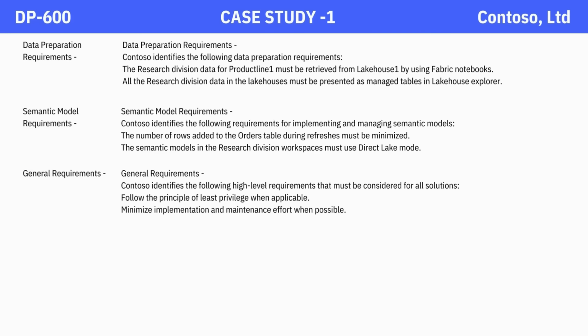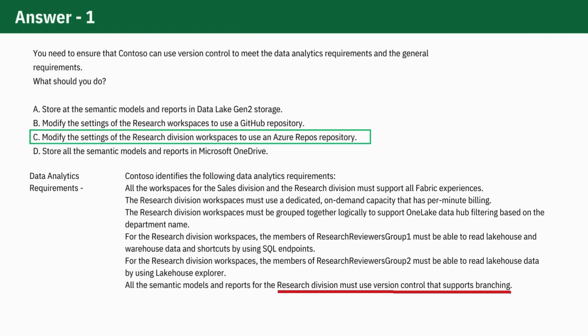Why? Because if we look at the options, option A, storing semantic models and reports in Data Lake Gen 2 storage might provide a storage solution, but it does not address the requirement for version control. Option B, while GitHub is a popular version control platform and supports branching, it will not integrate seamlessly with Contoso's Azure-based environment. Option D, Microsoft OneDrive is primarily a file hosting service and is not well suited for version control of complex datasets, semantic models, and reports, and has nothing to do with version control.